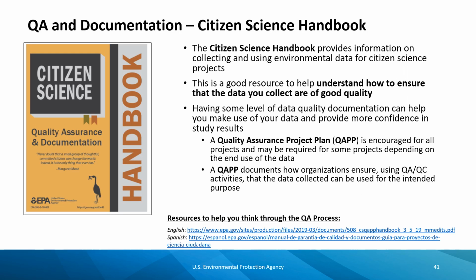To assist you with your quality assurance plan, EPA has created the Citizen Science Handbook. This resource provides information on how to ensure that you collect good quality data. The handbook includes templates to assist in developing a quality assurance project plan, or QAPP. A QAPP is encouraged for all projects and may even be required depending on your funding source or the end use of your data. It documents how an organization has used quality assurance and control to ensure the data collected can be used for the intended study purpose.